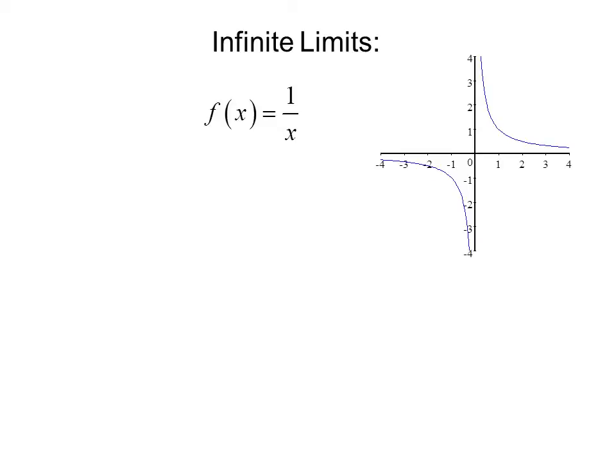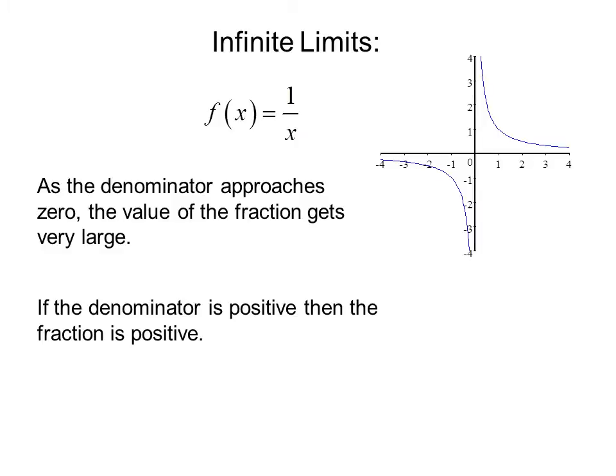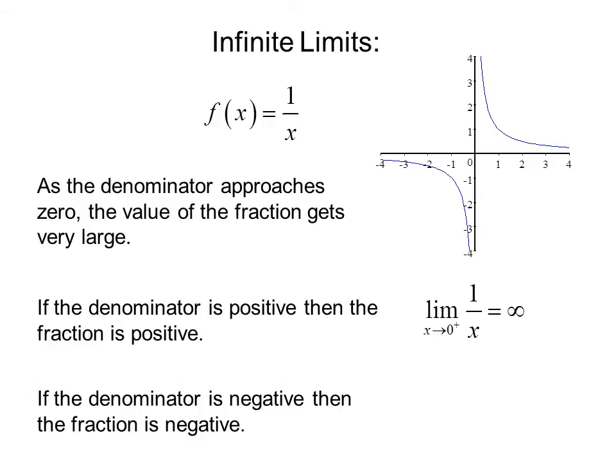Infinite limits. Once again, consider f of x equals 1 over x. As the denominator approaches 0, the value of the fraction gets very large. If the denominator is positive, then the fraction is positive. So we can say the limit as x approaches 0 from the right-hand side of 1 over x equals infinity. And we can watch the function go up towards infinity. If the denominator is negative, then the fraction is negative. And the limit as x goes to 0 from the left-hand side of 1 over x equals negative infinity. We have a vertical asymptote at x equals 0.